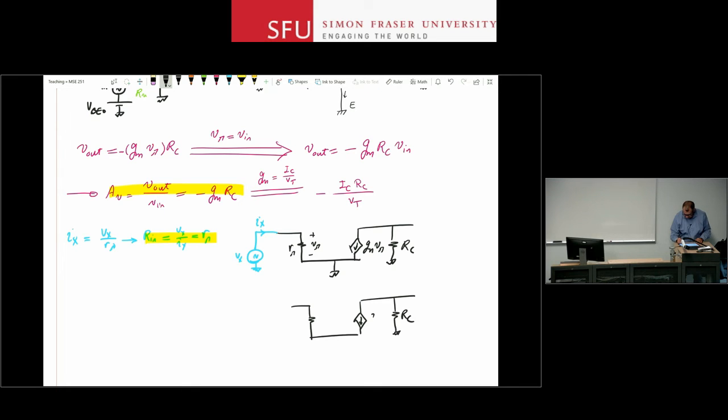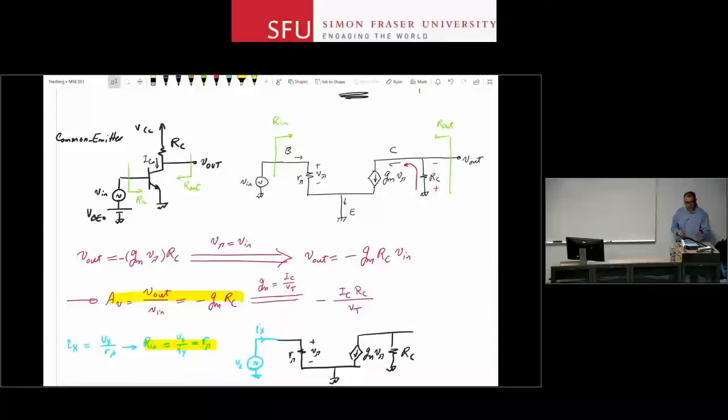RC here, GMV pi, plus and minus V pi here. And I always put the polarities of these important voltages like V pi on my drawings and draw the arrow in the current source, just to remind myself that these are the directions, right? So this is the circuit.